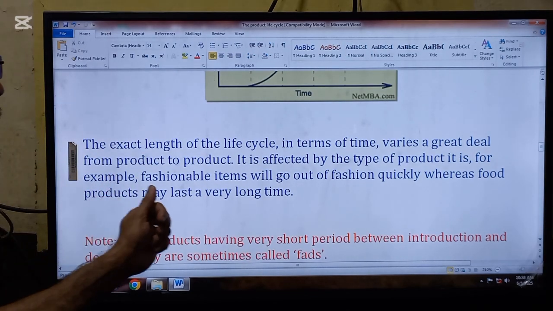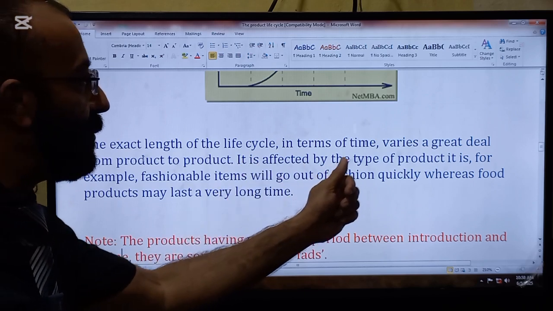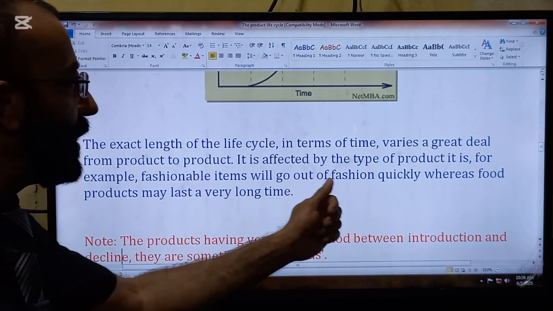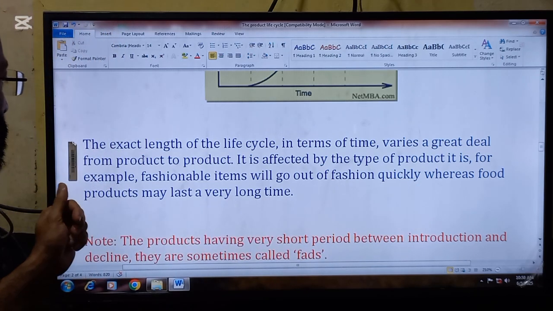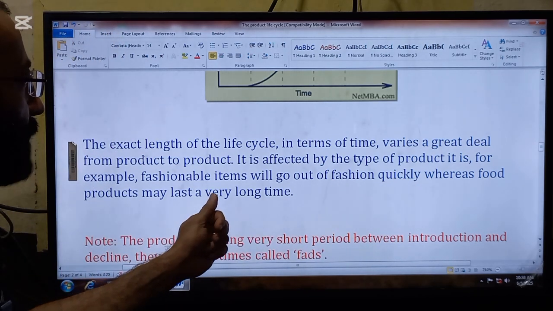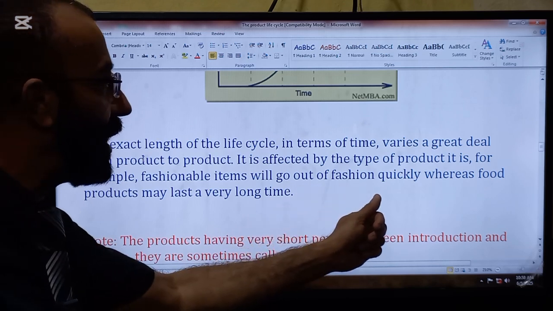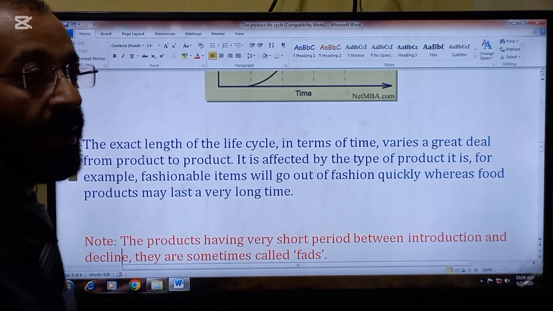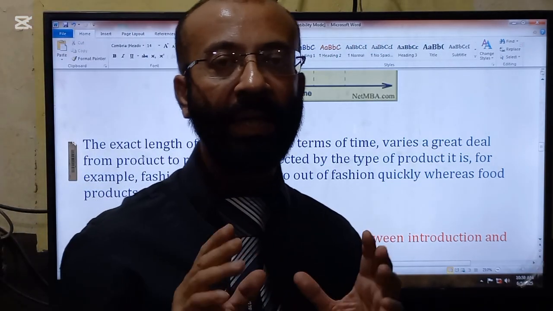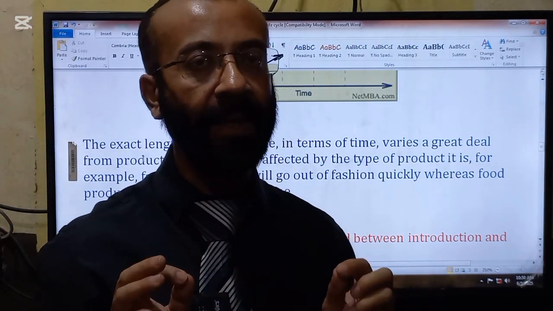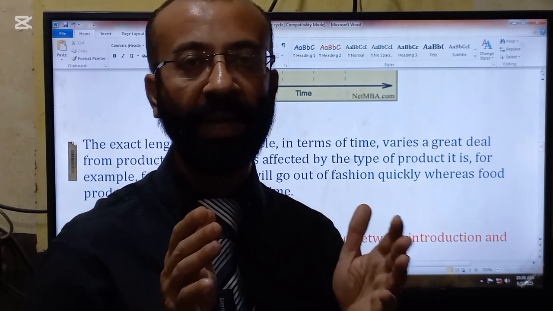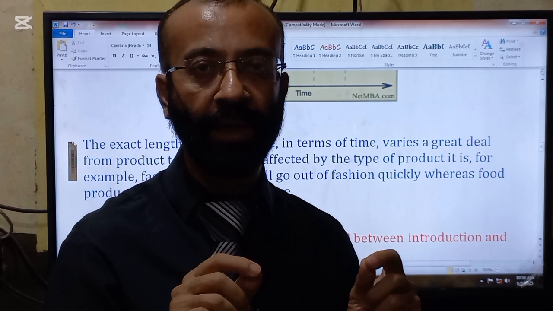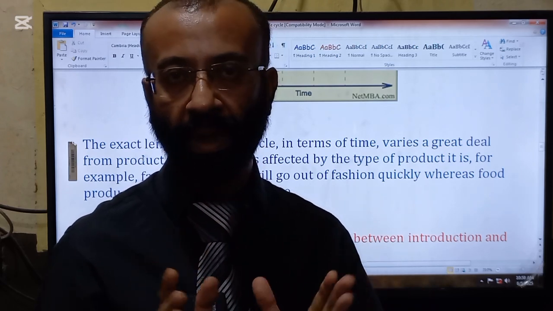The exact length of the life cycle in terms of time varies a great deal from product to product. It is affected by the type of the product it is. For example, fashionable items will go out of fashion quickly, whereas food products may last a very long time. So this is a very important point. You cannot predict the exact time for the saturation or for the withdrawal time of the product from the market. That actually changes from product to product.